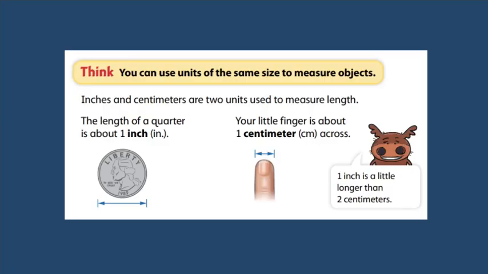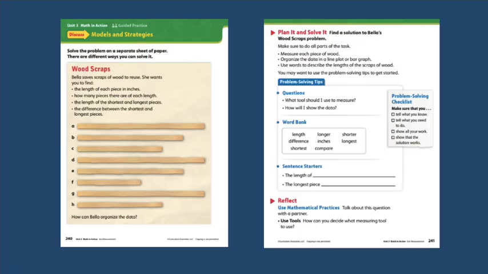You can practice measuring length and comparing lengths at home, even if you don't have a ruler. You can use a quarter to measure inches, and the width of your little finger to measure centimeters. When you get to these pages, you will be asked to compare lengths and organize lengths. Remember, the problem-solving checklist is there to help you.